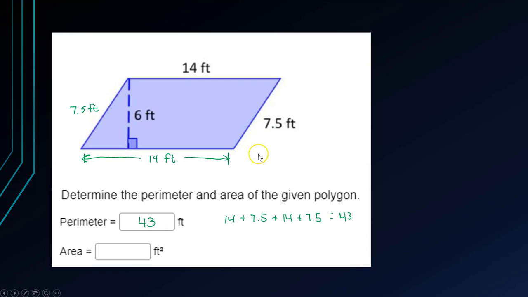Sometimes in geometry courses specifically, you might be given problems where it says, okay, you're given this information, find the height of the parallelogram if the 7.5 foot side was treated as a base. But we're not asked to do that here. So for our purposes, this is the height, this is the base, and so the area would be 14 times 6, which is 84 square feet.